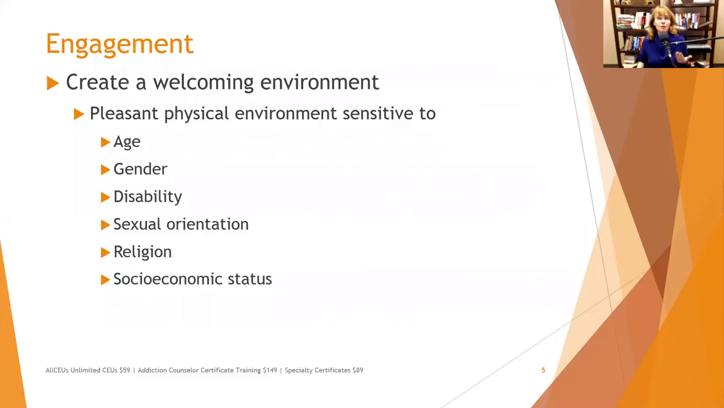Make it sensitive to disability. If people have hearing disabilities, make sure that you can talk loudly enough that they can hear you. Make sure you minimize extraneous noise that may keep them from hearing you. Make sure the area is compliant with the Americans with Disabilities Act, so people who are physically disabled can get through doorways and things like that. The physical environment should be sensitive to sexual orientation. So have little clues around that you are accepting of the LGBTQ lifestyle. So a rainbow flag on your desk or something.